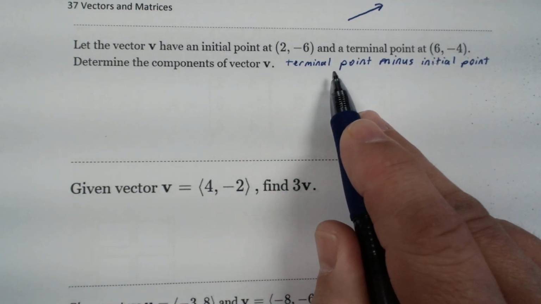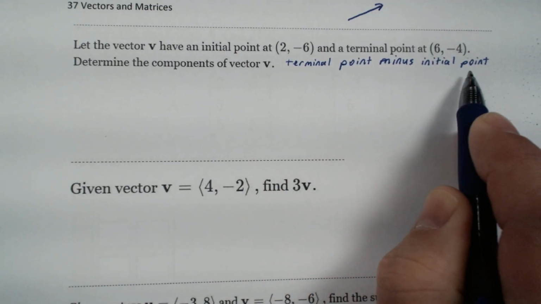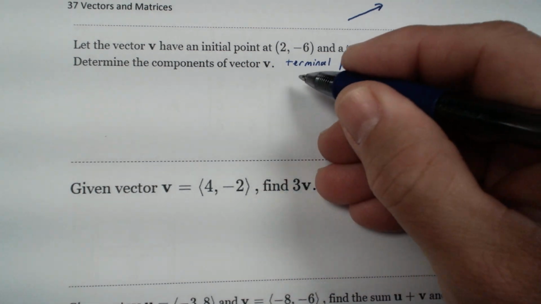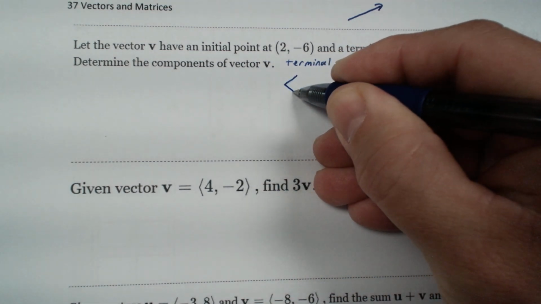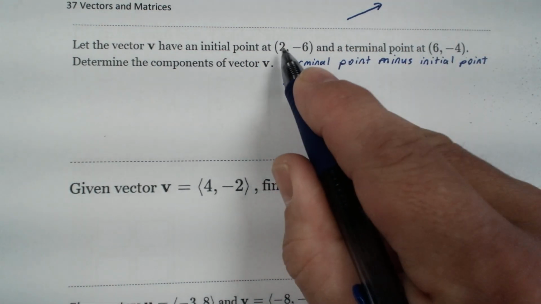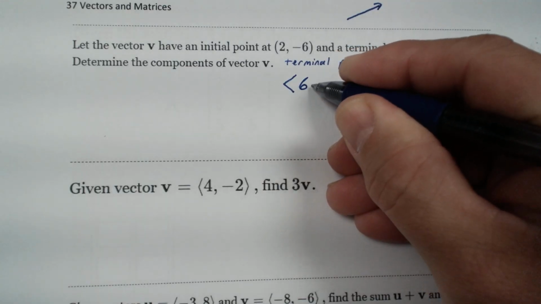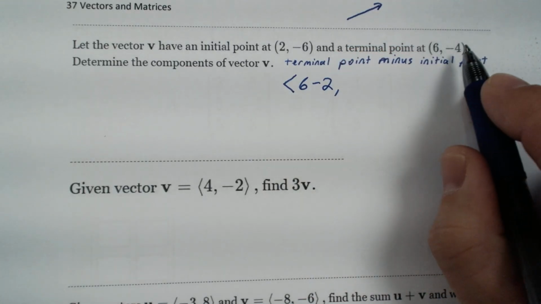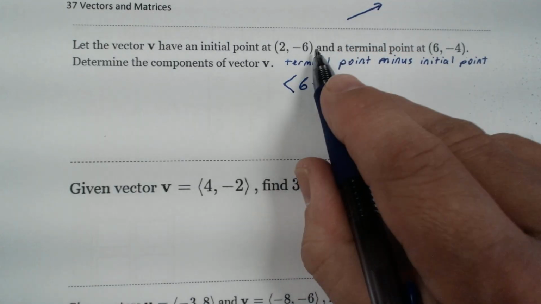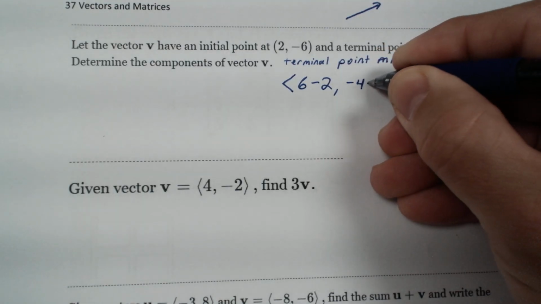Let's go ahead and calculate it. So we always do the terminal point minus the initial point with both the x values and the y values to calculate our vector. So this vector will be 6, take away 2, for our x value. Our y value of the vector will come from -4, take away -6.